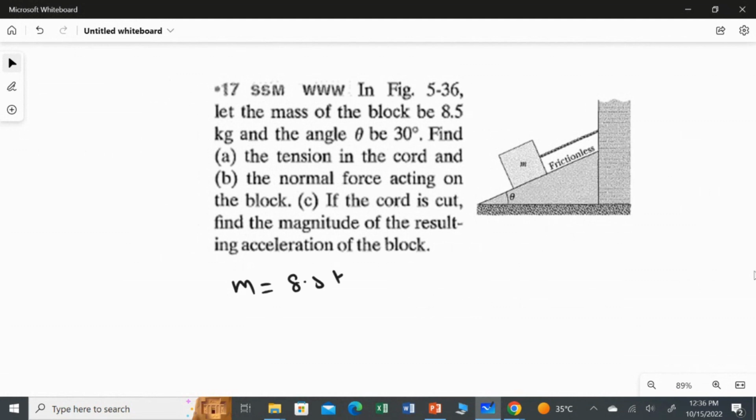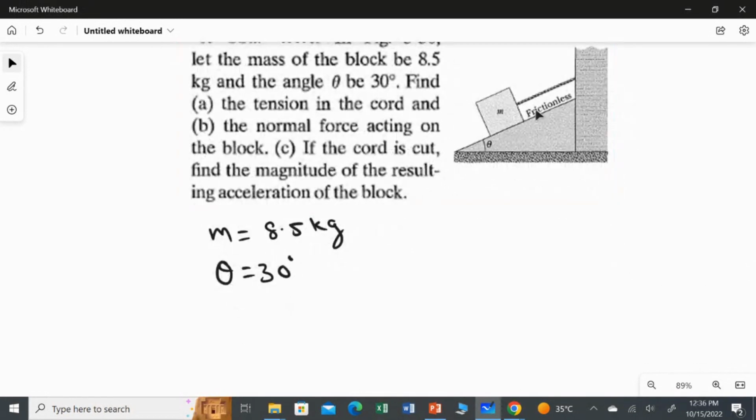The mass is 8.5 kilograms, and the angle theta is 30 degrees. The surface between the block and the inclined plane is frictionless, so no friction. So you have to find three answers. What are the three answers you have to find?